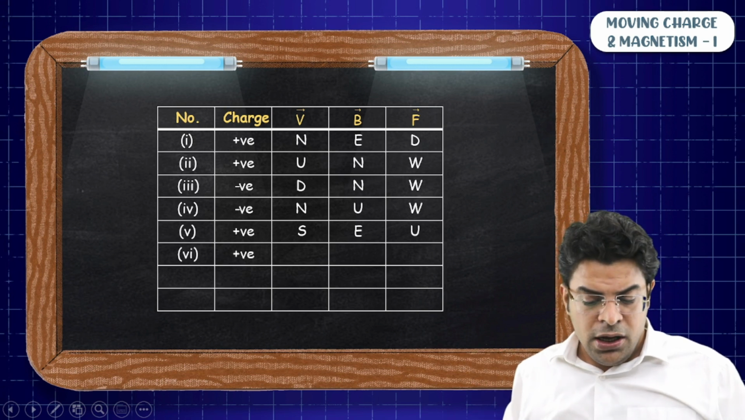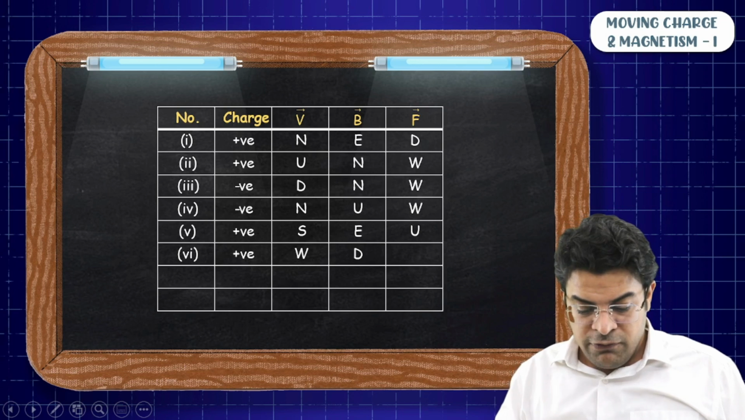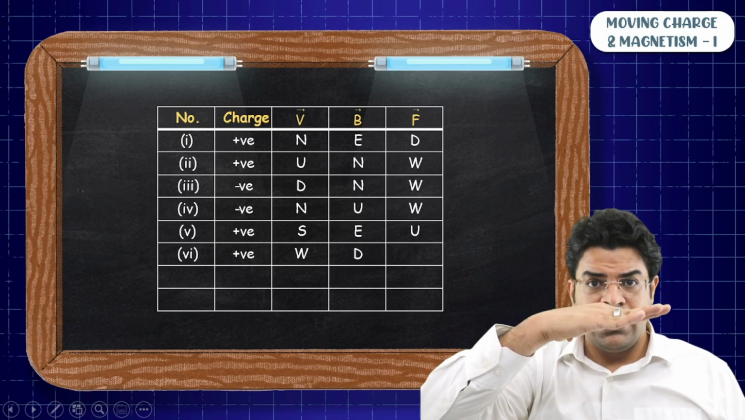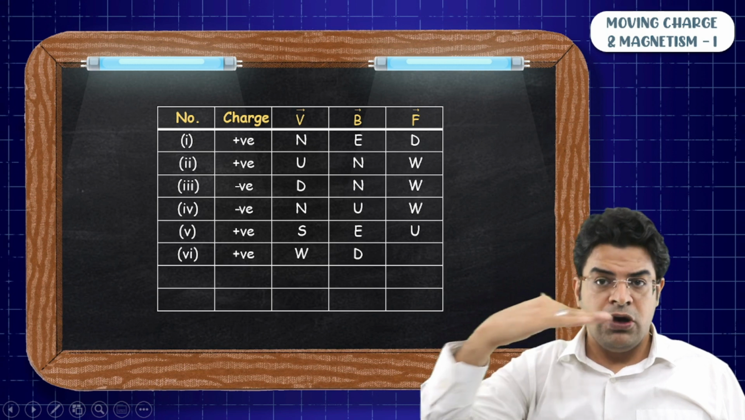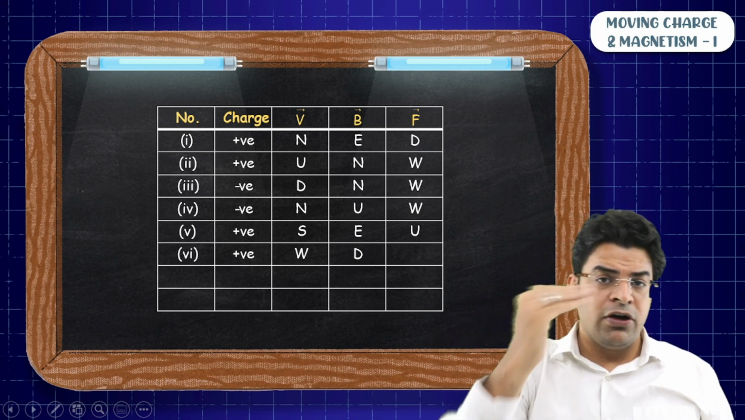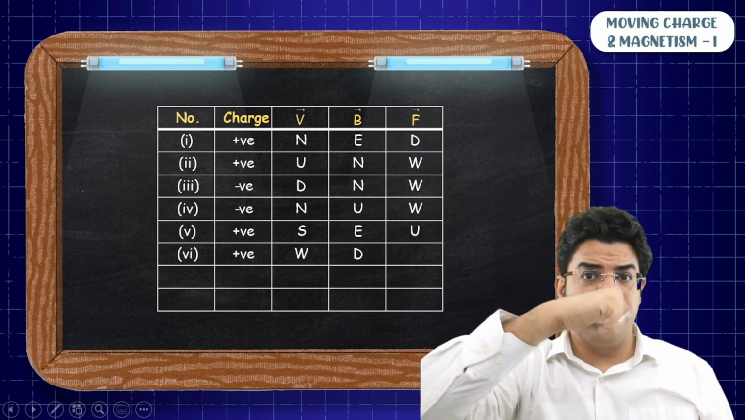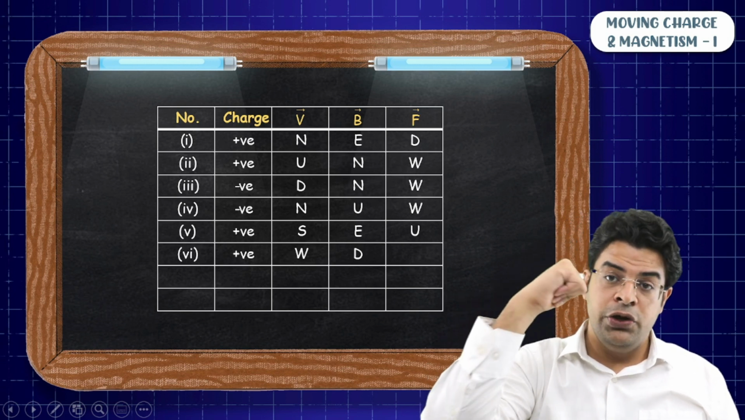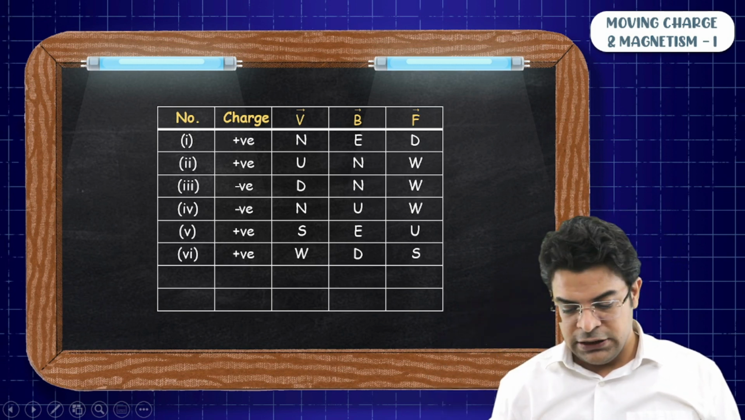Next case, the charged particle is positive, velocity is towards west and magnetic field is downward. So velocity is towards west, align the finger of the right hand towards west, curl the fingers downward, your thumb points towards south. So the answer is south.